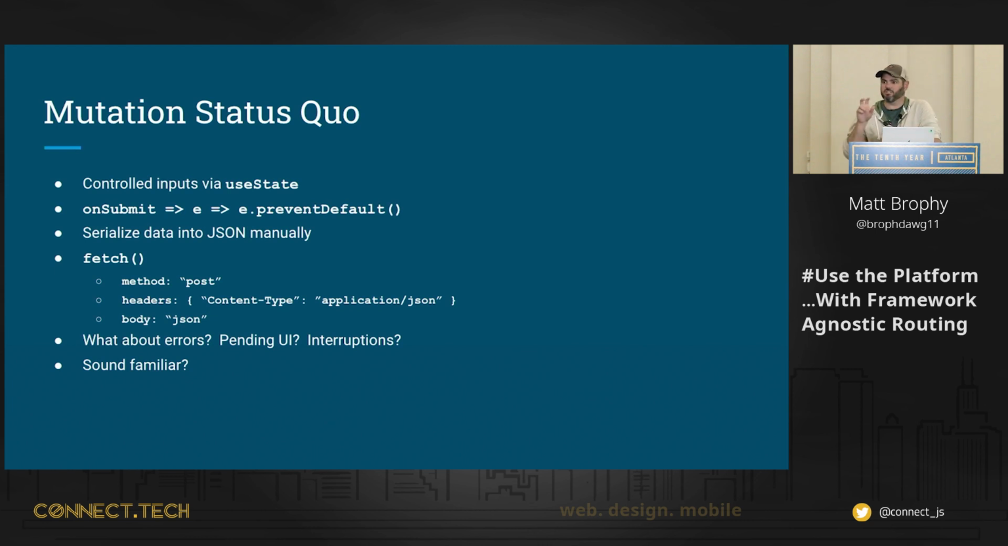Going back to the mutation status quo, what would we do today in this sort of component-based fetching? We would probably have some controlled inputs with useState. We would have an onSubmit listener that would immediately cancel the submit event. We would serialize that data into JSON manually. We'd make our own fetch call and send that JSON along and remember to set the content type. And with all that, we'd still have to think about errors, pending UI, interruptions, everything we had to think about in the loading data component.